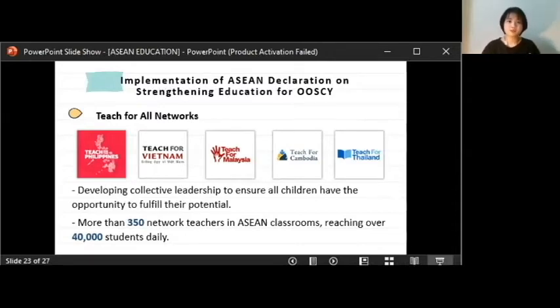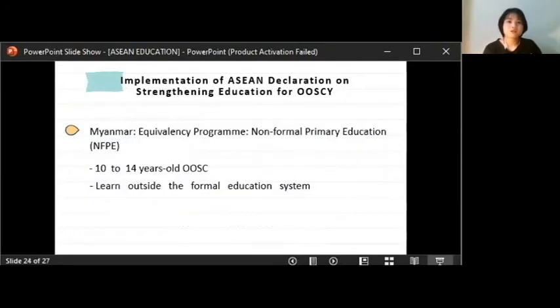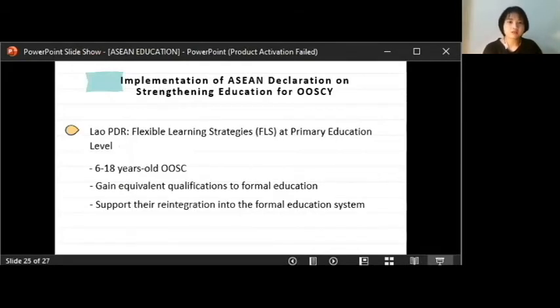So with the support from these partners, ASEAN member states also design many projects and teaching programs to support the implementation of the declaration. For example, in Myanmar, UNESCO supports the country's non-formal primary education program. The program is designed specifically for out-of-school children aged from 10 to 14 years old, allowing them to learn outside the formal education system. In Laos, the flexible learning strategy project at primary education level targets out-of-school children aged from 6 to 9 to 18 years old.